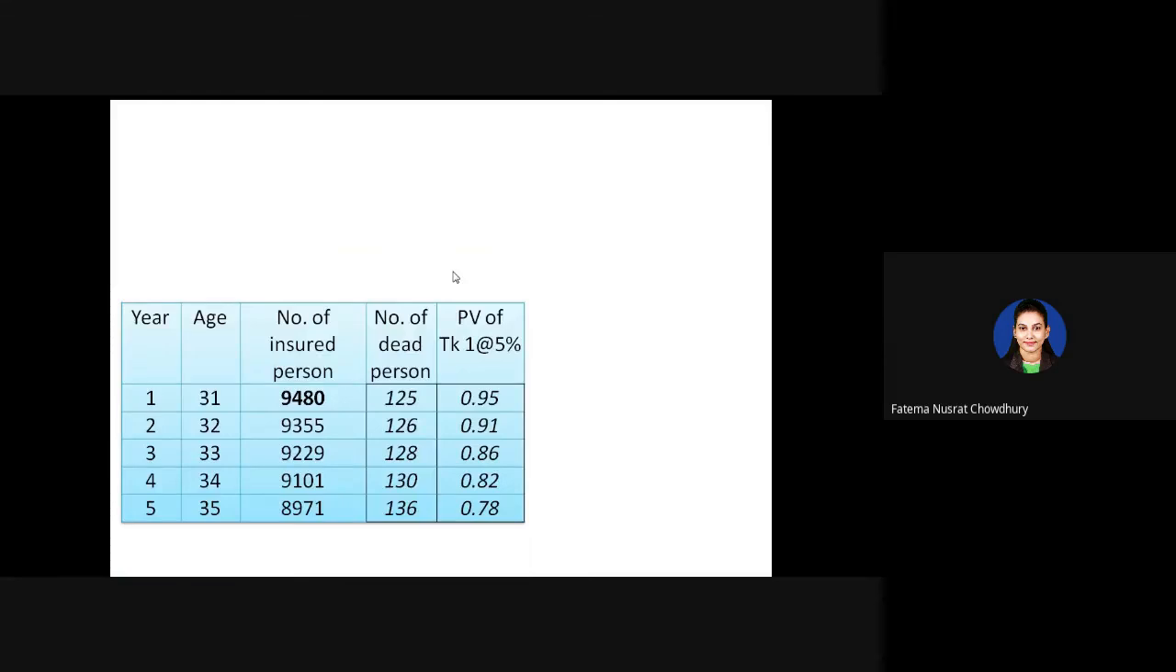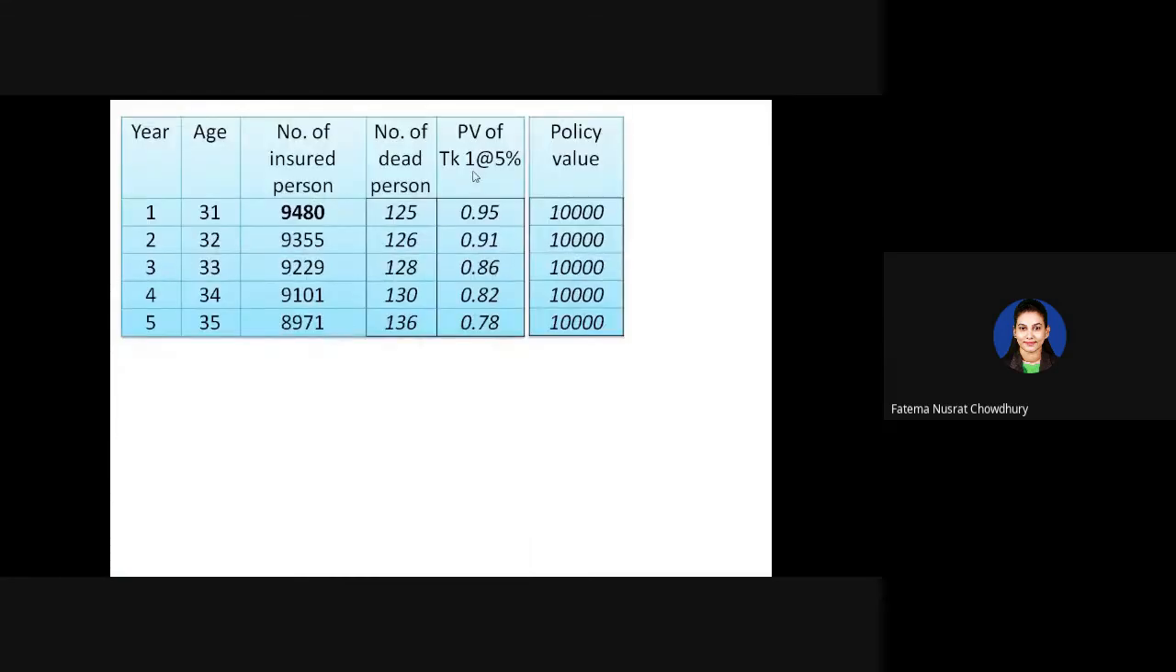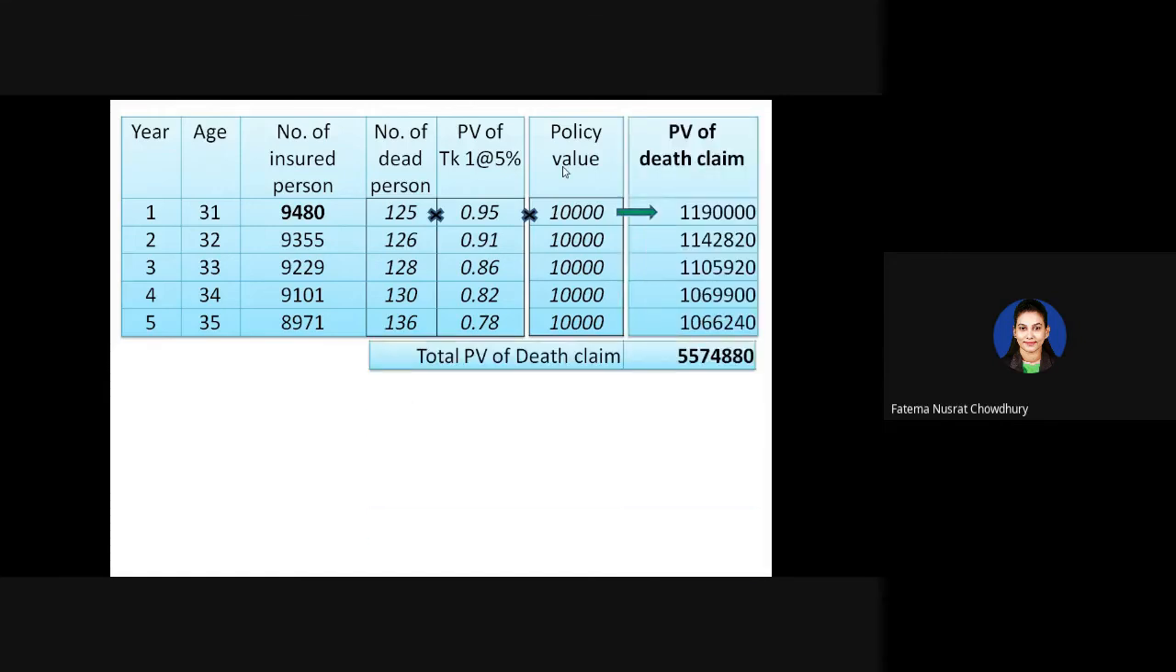For NSP we need a column 7, and for column 7, column 6 comes from the quotient, and column 4 is multiplied by column 5 and again multiplied by column 6. So 4 times 5 times 6 gives the number 7 column. The 7th column will add up to the total PV of death claim. Here we are calculating term life insurance, so we do not need the total PV of living claim.